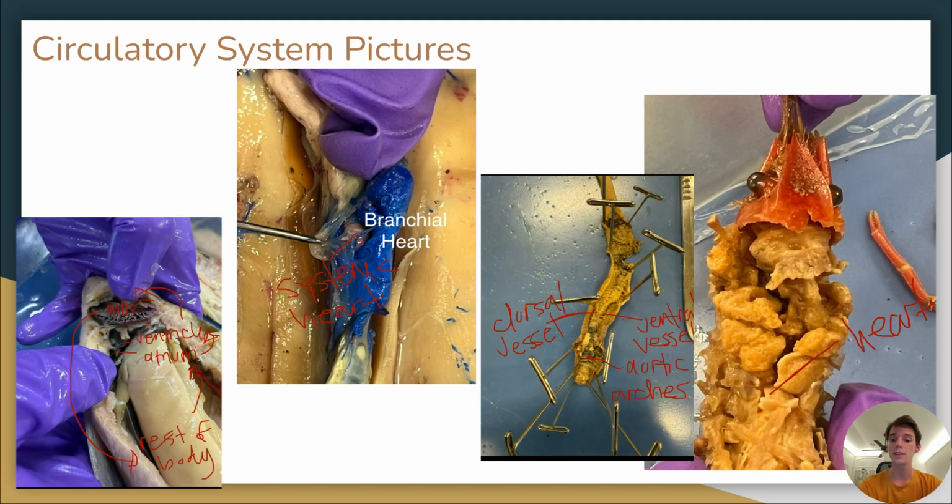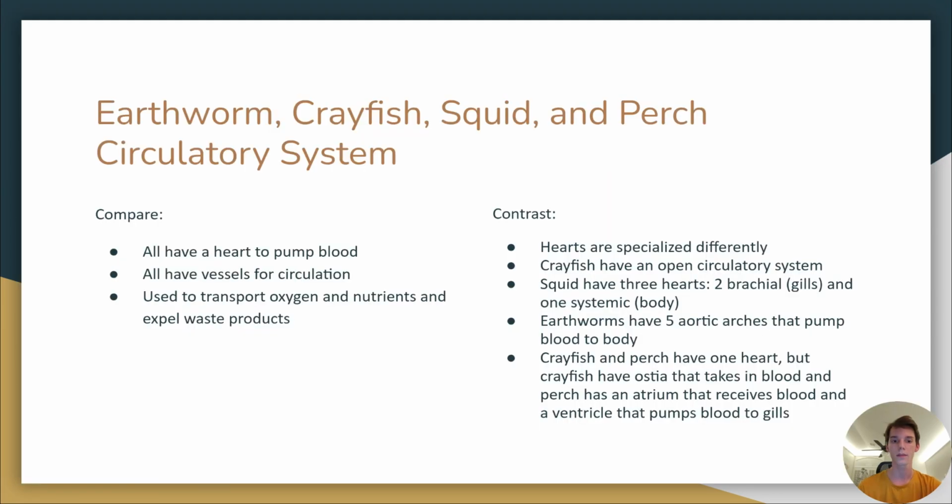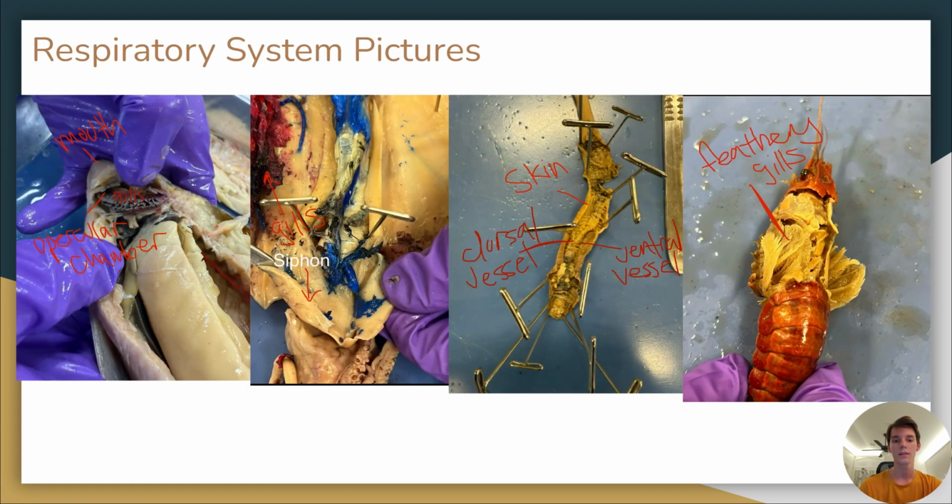The earthworm doesn't have a heart. It has five simple aortic arches, so it's going to have the simplest circulatory system. And then crayfish and perch have one heart, as you can see in the pictures. And the perch has a specialized heart that has an atrium and a ventricle, so it's two-chambered. And those are going to pump deoxygenated blood to the gills.